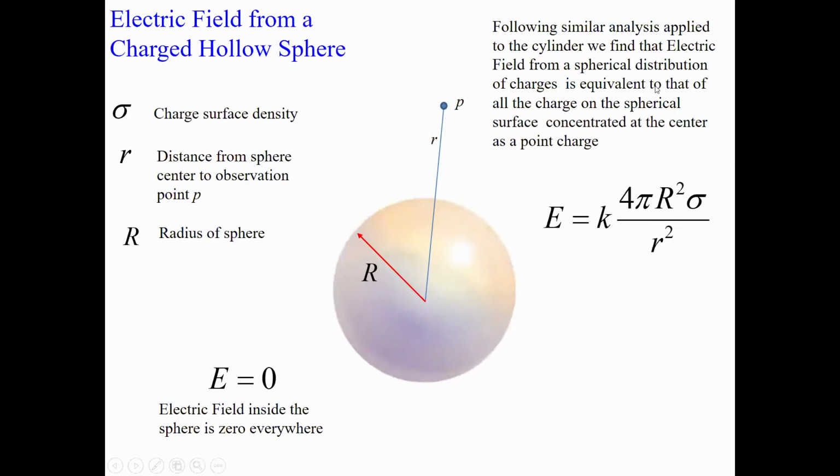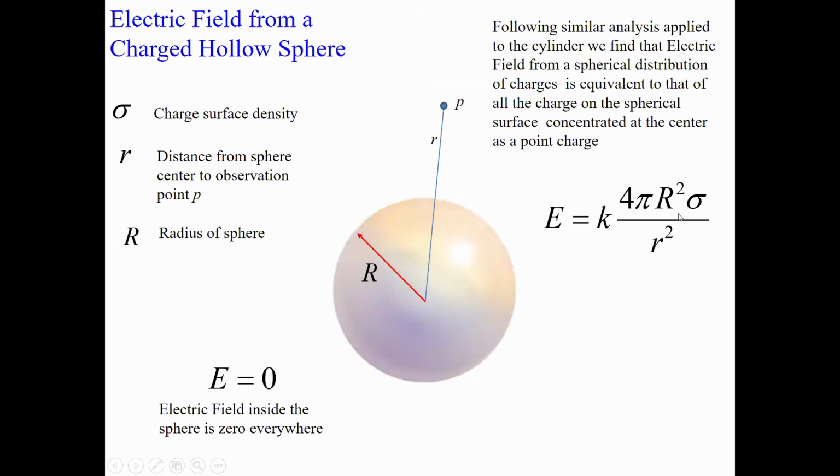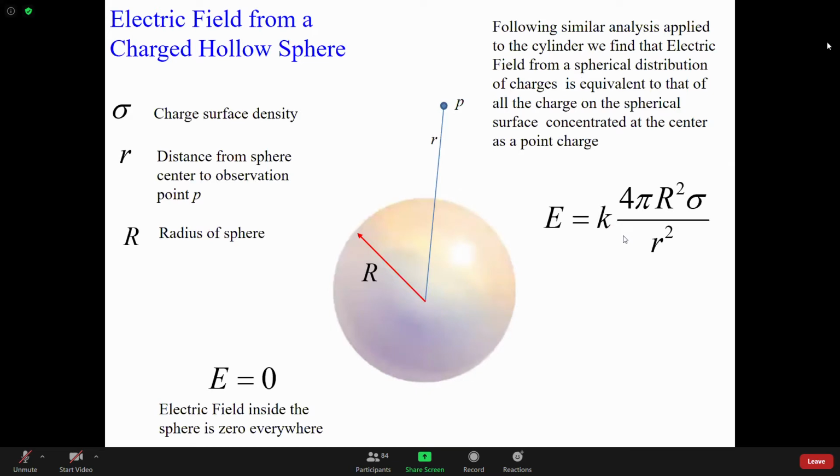It's kind of interesting too, how sigma is defined as the total charge divided by the surface area. And for a sphere, that's 4 pi r squared. So you can see this is equivalent to the total charge on the sphere concentrated, the way it's expressed, like it's concentrated at the center as a point charge.